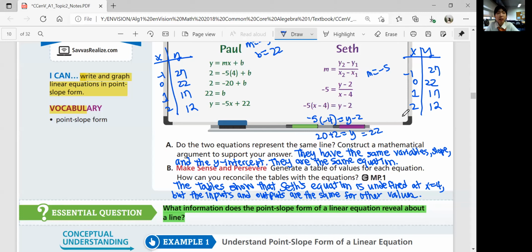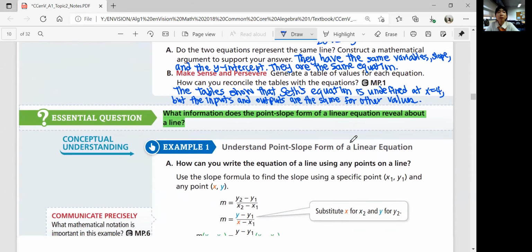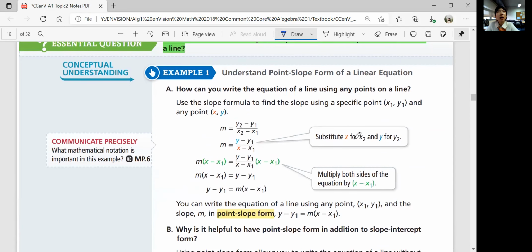So in this lesson, we are going to think about this question. What information does the point-slope form of a linear equation reveal about a line? So today we're going to learn about point-slope form and the information that it gives us. Let's look at Example 1. Understand point-slope form of a linear equation.